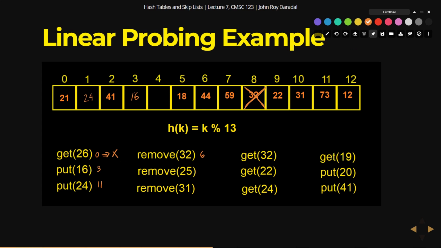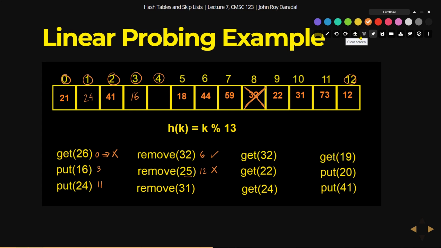Next is 25. So for 25, 25 modulo 13 is 12, right? So we'll start at index 12. Is this 25? No. And then we'll wrap around, go to index 0. Is this 25? No. Next one, is this 25? No. Is this 25? No. Is this 25? No. And then at index 4, it's already an empty cell. So we'll stop our search. Okay, so we did not actually remove 25 because 25 did not exist in the map.